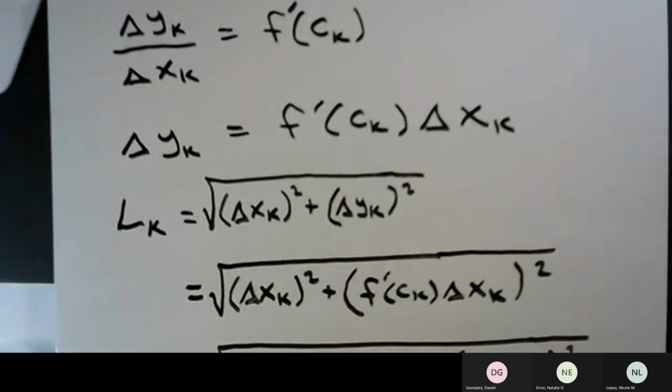So let's say we're going to do this. We want to find the length of y is x over 2 to the 2/3 from x is 0 to x is 2.